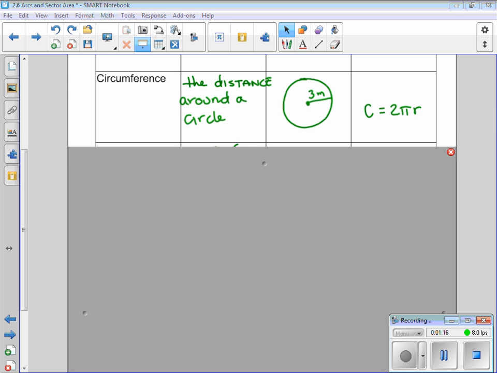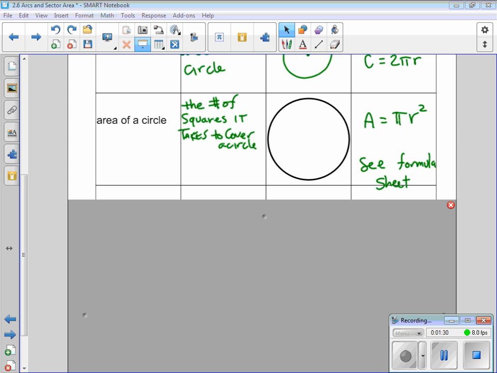Now, we're going to have that on our formula sheet, so make sure that you're creating your formula sheet. In just a moment, I'll go through some more formulas. They're going to be appearing here on the definition page, just kind of a reference, but your formula sheet has to have it on there as well. Right? Area of a circle. So an area of a circle is the math of how many squares it takes to cover a circle.